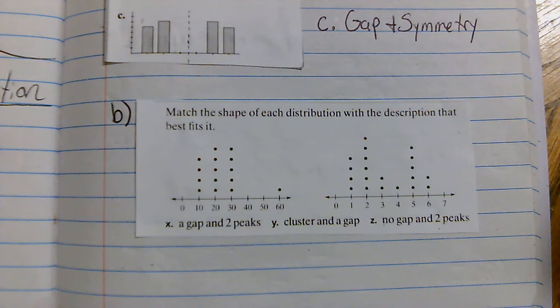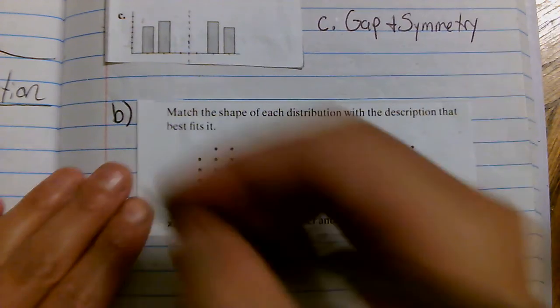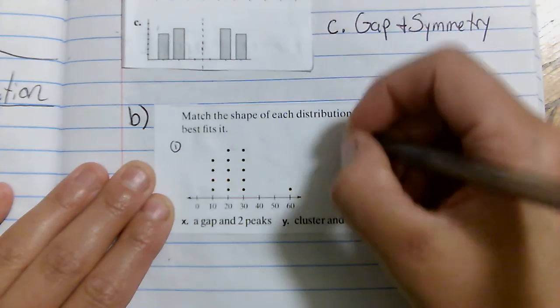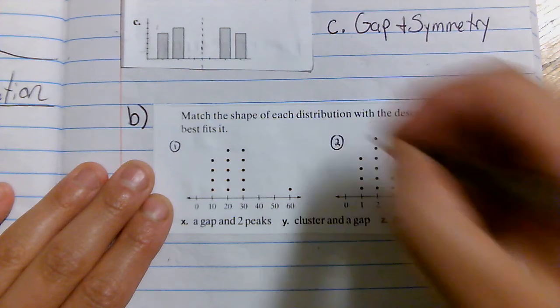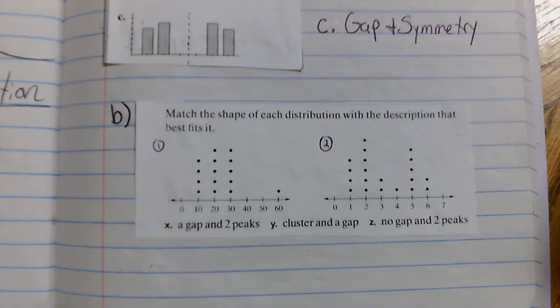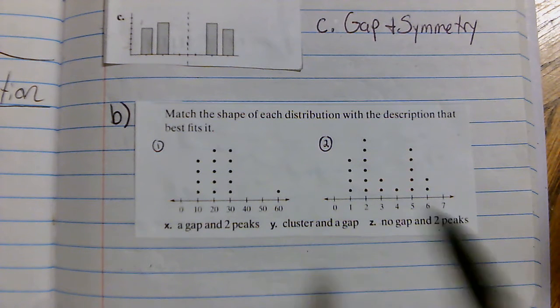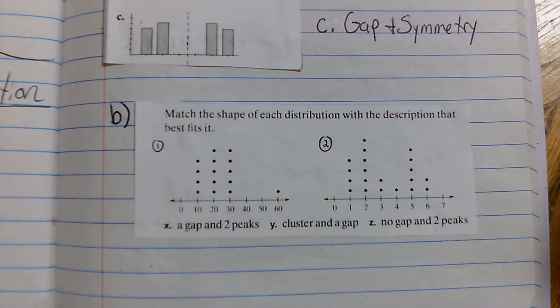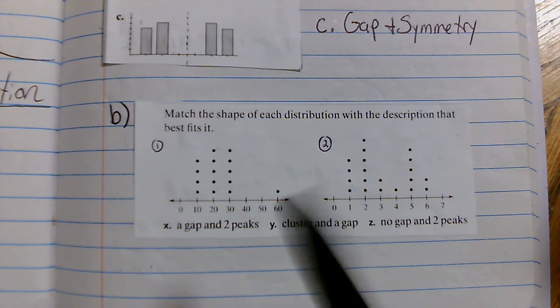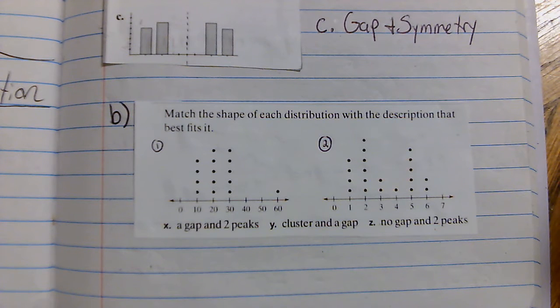So we've got two different distributions of data here. I'm just going to call this number 1, and we'll call that number 2. And we've got 3 descriptions here, and we're going to match each one to the correct distribution. So pause for a moment, take a look at each of these, and then write the letter X, Y, or Z next to 1 and 2 and tell me which one best describes 1 and which one best describes 2. Now, each one is only going to get 1 letter.